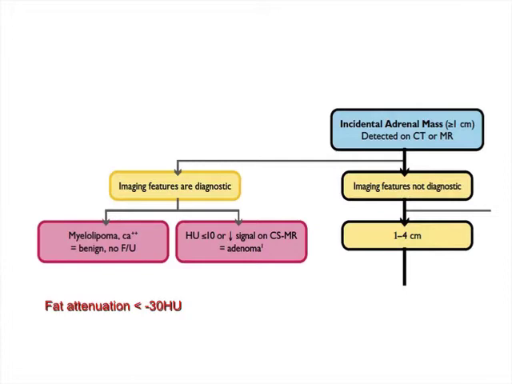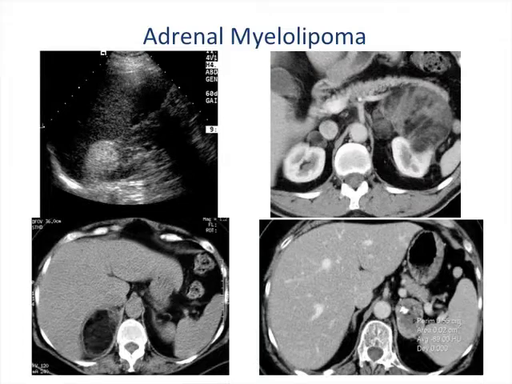Similarly, if the attenuation values pre-contrast on CT are less than or equal to 10 Hounsfield units, that is diagnostic of a lipid-rich adrenal adenoma. Similarly, if you see loss of signal on the chemical shift MR sequences, that also indicates the presence of intracellular lipid within the mass. That's benign. That's a lipid-rich adenoma. I'll show a couple examples of that.